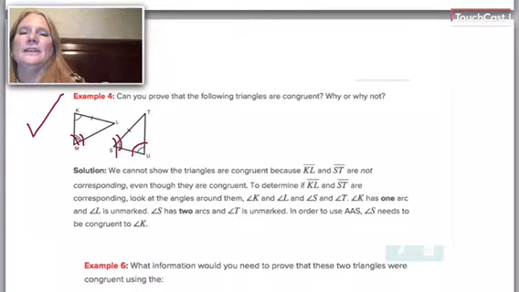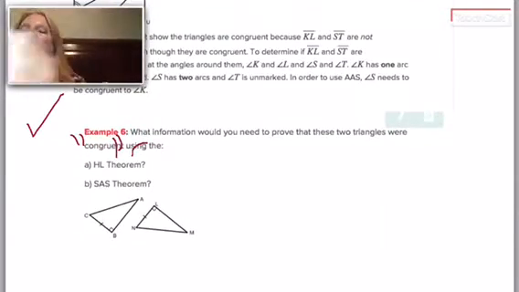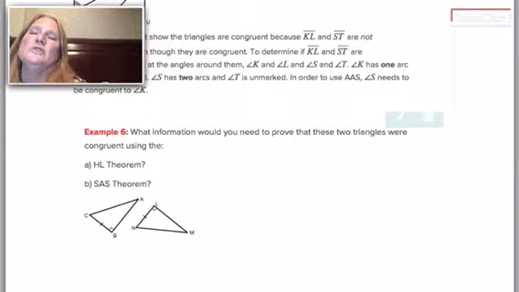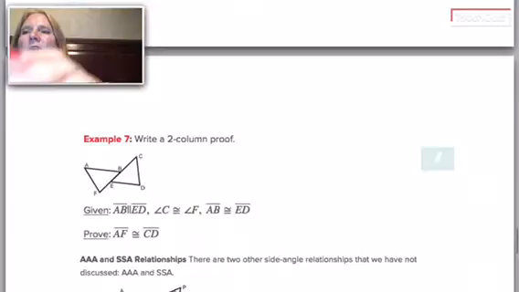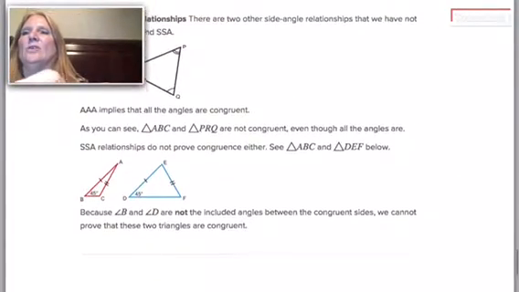All right, let's look at example 6. What information would you need to prove that these triangles are congruent using HL? Okay, we haven't talked about this yet, so we'll come back to this later. We're going to skip that and go on.